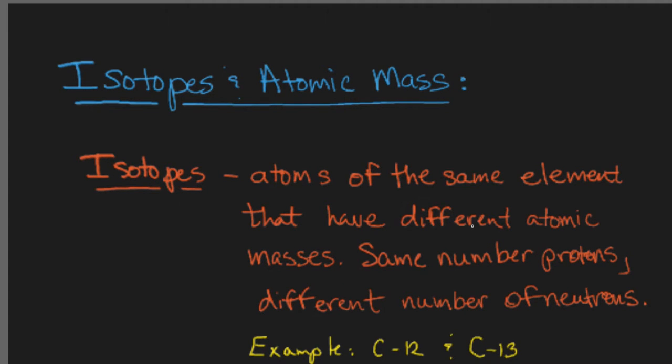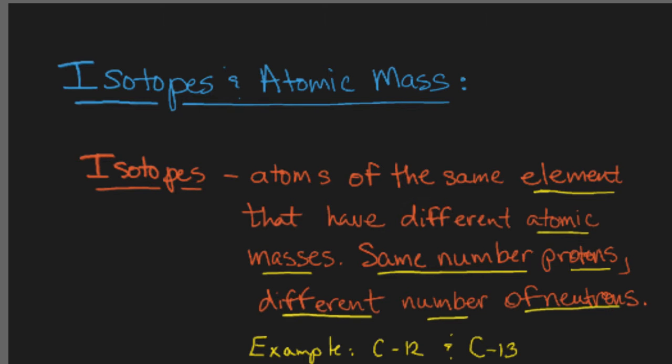Today we're going to look at the concept of isotopes and atomic mass. Well, what is an isotope? Isotopes are atoms of the same element that have different atomic masses. Now, if they're of the same element, we know that they have to have the same number of protons. But they do differ in their number of neutrons.